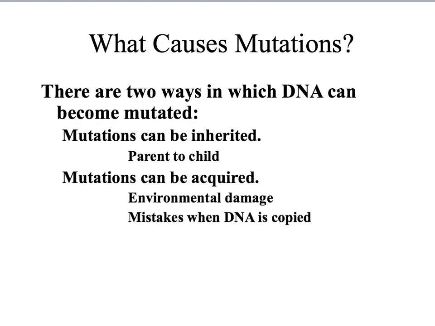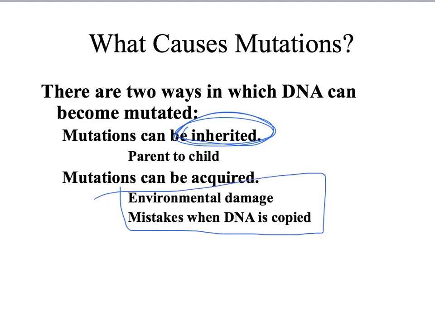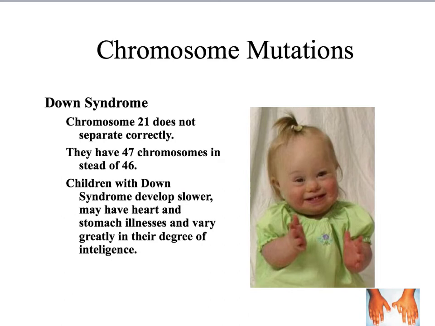Okay, causes. They can be inherited. A parent has it, they pass it down to their child. This is only going to be if the mutation is actually in the sperm or the egg to pass down. And it can be acquired. Environmental, this would be like smoking, pollution, things like that, cancerous substances, or a mistake when the DNA is copied. Here's some chromosome mutations.